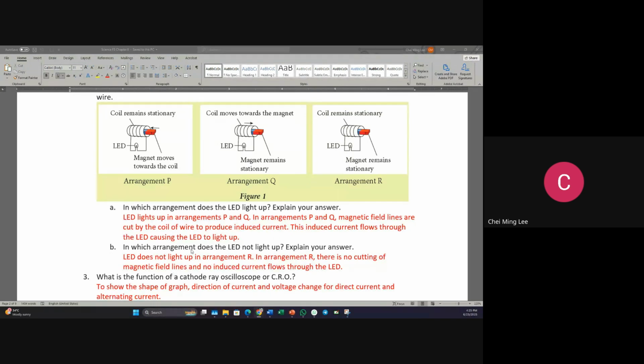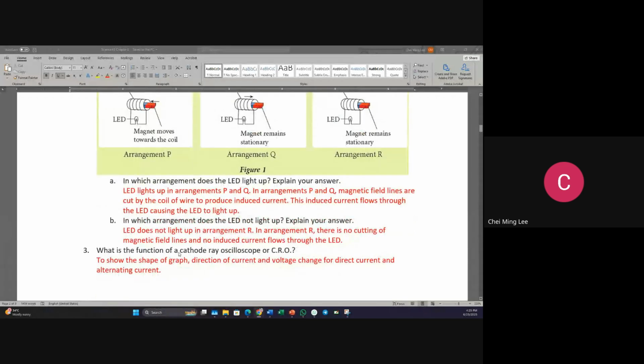In which arrangement does the LED not light up? R. Why? Because there is no cutting of magnetic field lines and no induced current flowing through the LED. What are the functions of the CRO? It shows the shape of the graph, the direction of current and the voltage change for direct current and alternating current.